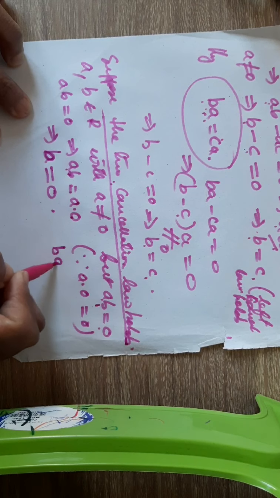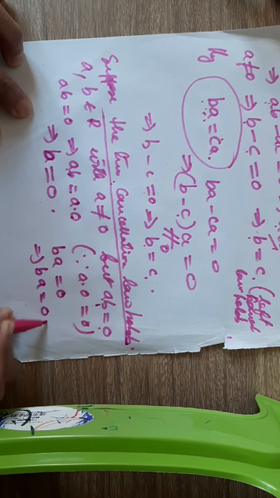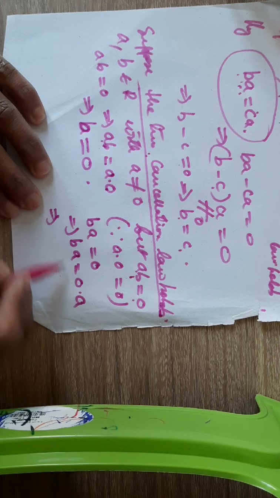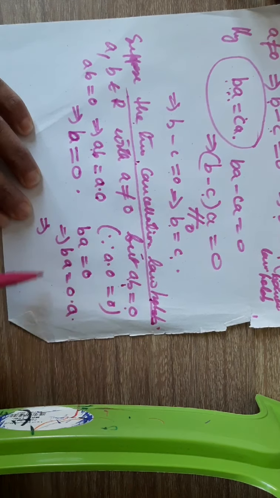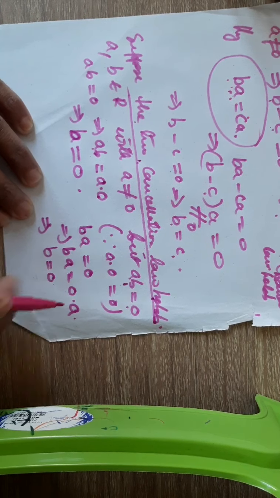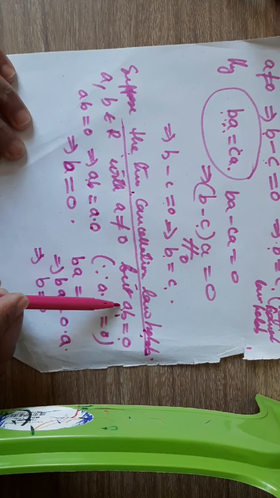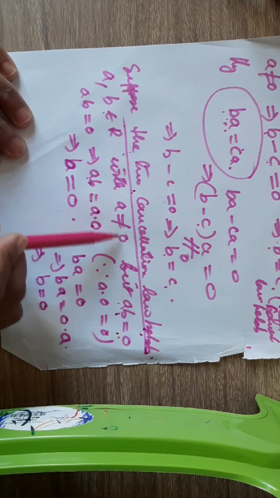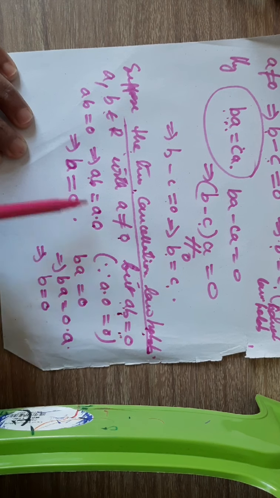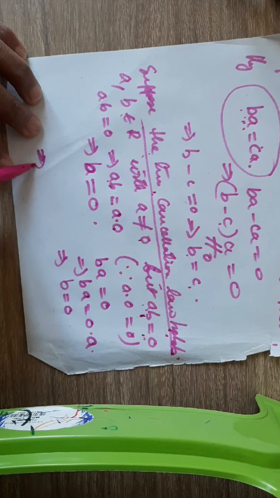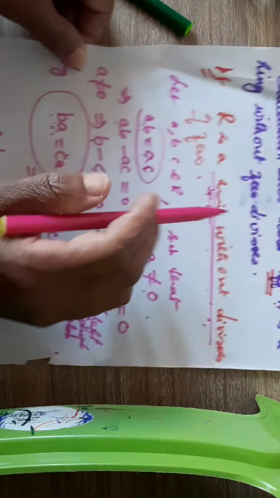Similarly, if you have ba is equal to 0, it will imply that ba can be written as 0 into a. And this will imply, by right cancellation law, because we assume that the two cancellation laws hold in R, that b is equal to 0. So in both cases, whenever the product ab is equal to 0 with a different from 0, we can always conclude that b is equal to 0. So this implies that R is a ring without 0 divisors. So this proves the theorem.